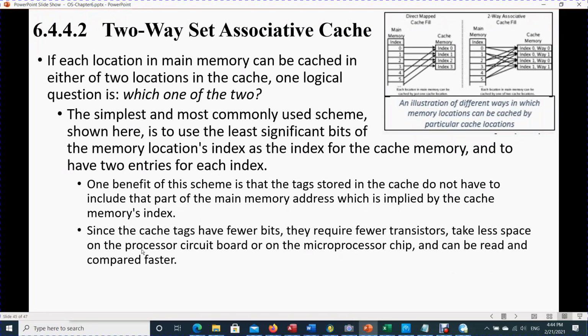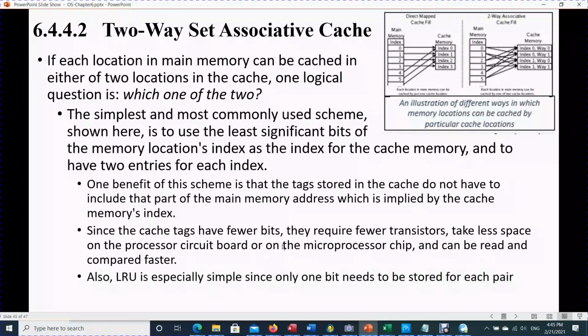Since the cache tags have fewer bits, they require fewer transistors. They take less space on the circuit boards. They take less space on the chip. And they can be read and compared faster. LRU is especially simple using this because only one bit needs to be stored for each pair.